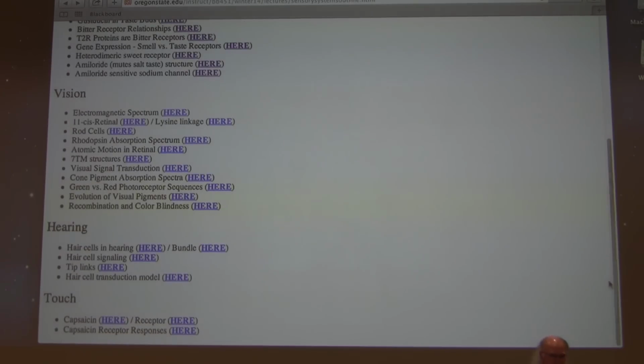Vision. Vision is pretty remarkable. I'm just going to get started on vision today. I'll finish vision on Friday, but vision is remarkable. Okay?